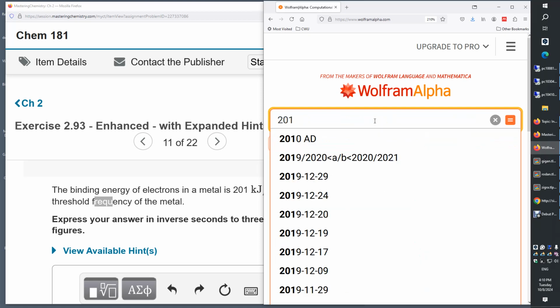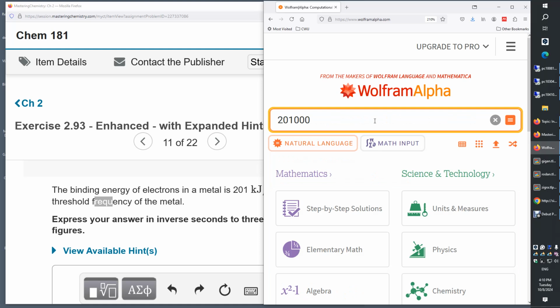First, we have 201 kilojoule. 1 kilo is 1,000. So we have 201,000 joules. Now divided by the Avogadro constant to get the amount of energy required to remove a single electron.